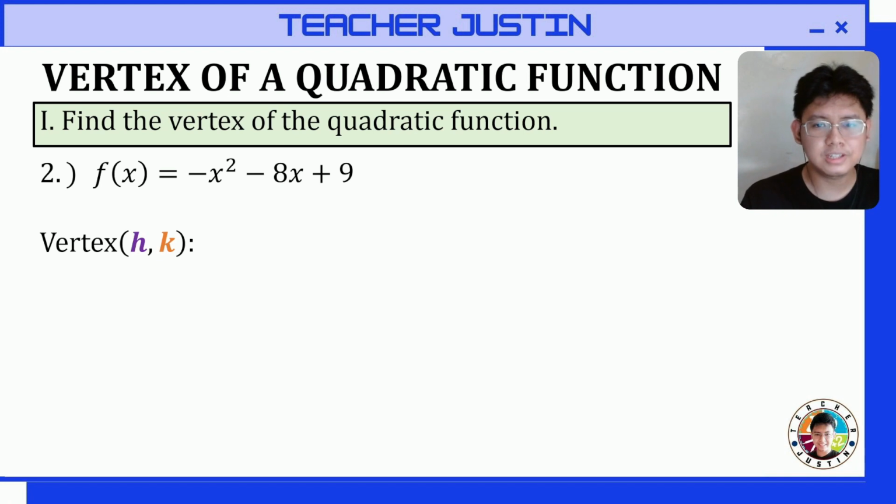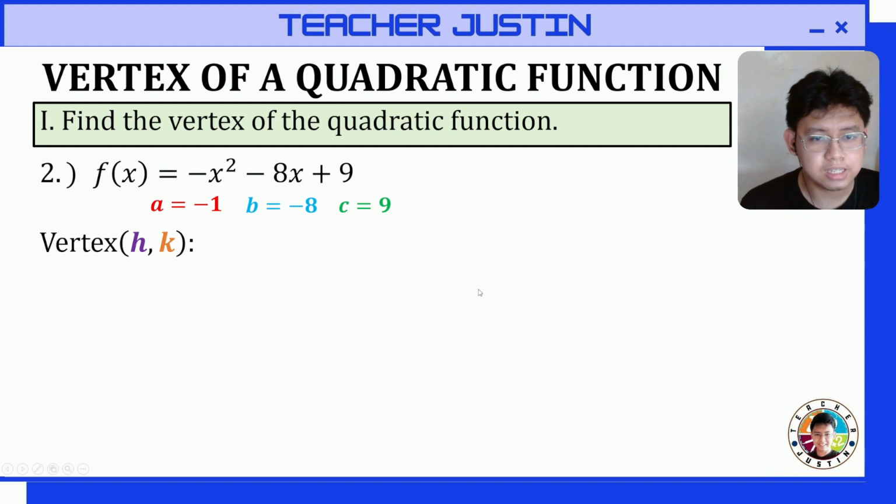Alright. Okay, let's find the vertex of this quadratic function. So, we have f of x is equal to negative x squared minus 8x plus 9. So, in order for us to solve for the vertex of this quadratic function, ang first step natin is for us to identify the values of a, b, and c. So, yung a natin is negative 1, b is negative 8, and c is positive 9. So, since nakuha na natin yung values ni a, b, and c, let's solve for the value of our x-coordinate of our vertex, which is h.